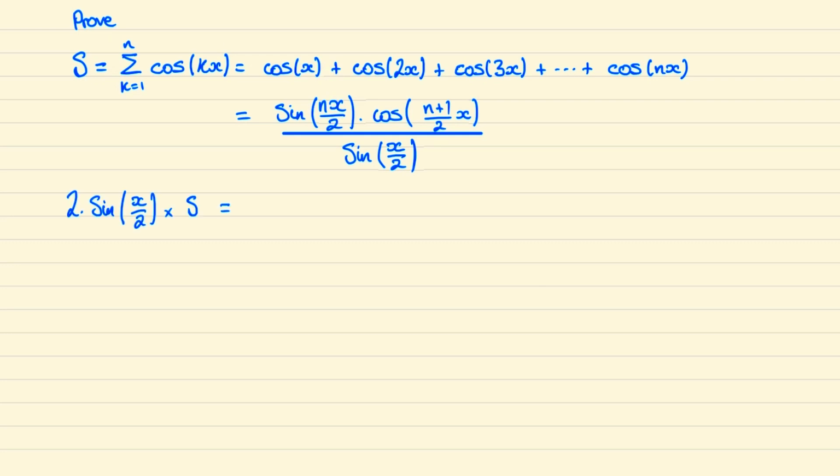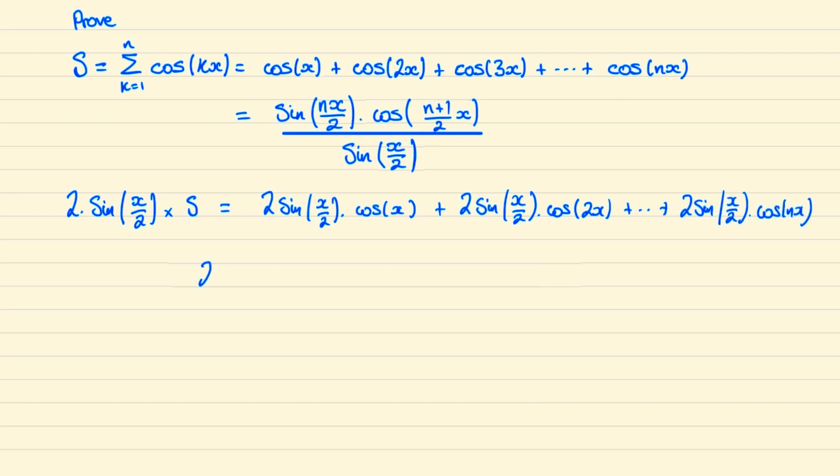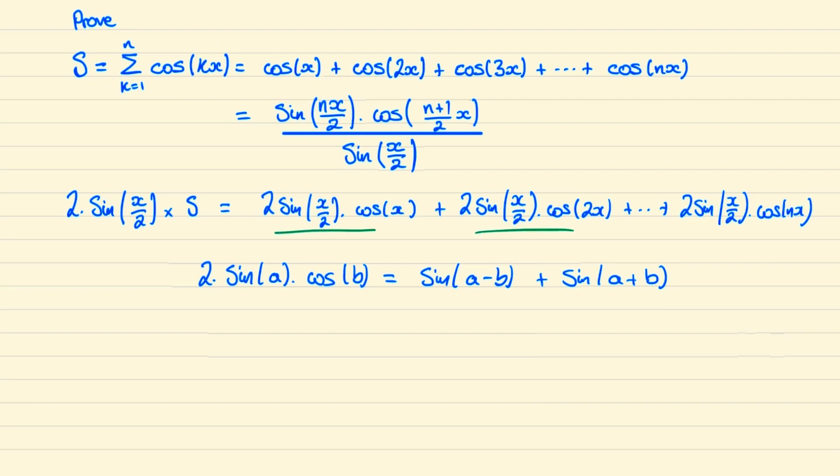over 2. So that we can write 2 sine x over 2 cos x plus 2 sine x over 2 cos 2x, and upwards until we get to 2 sine x over 2 cos nx. Because now we can use the identity for 2 sine a cos b, which will equal sine a minus b plus sine a add b. And so we can apply this identity to each of our terms in our series.